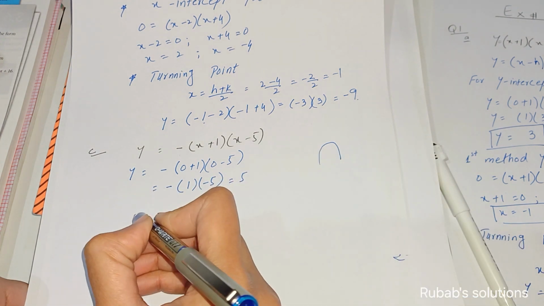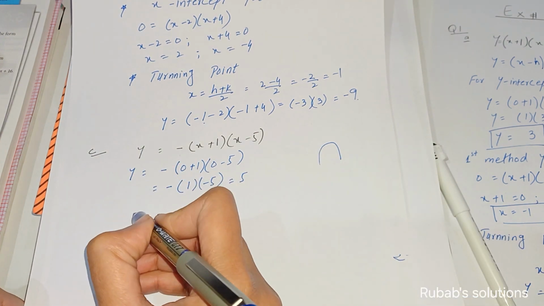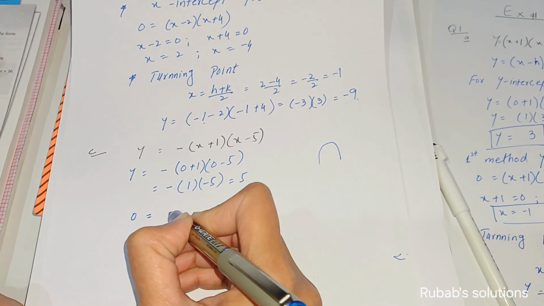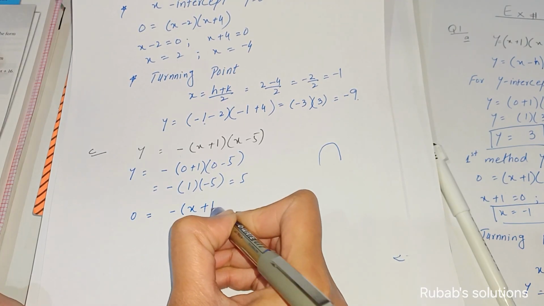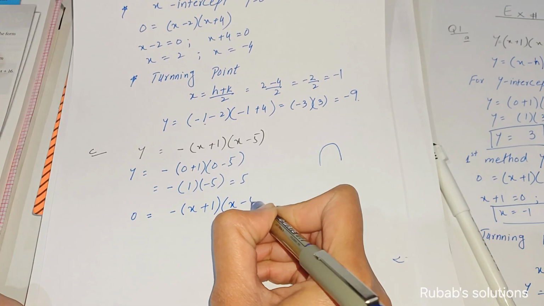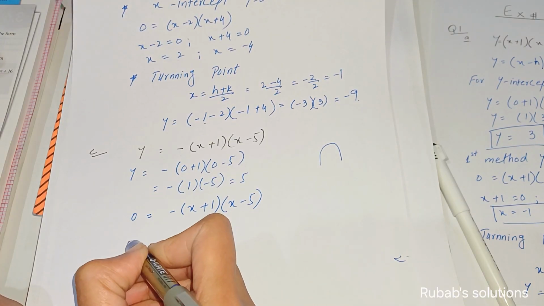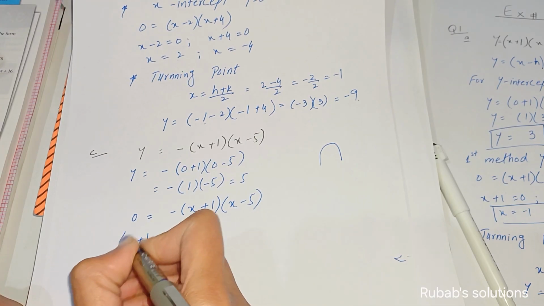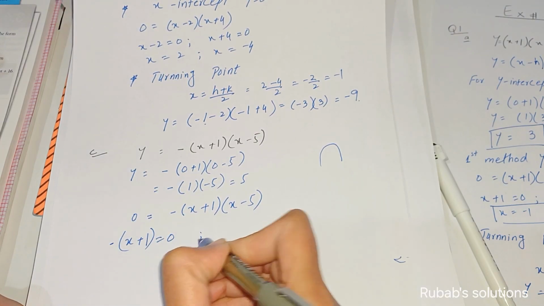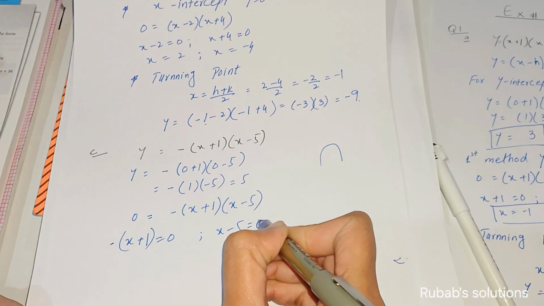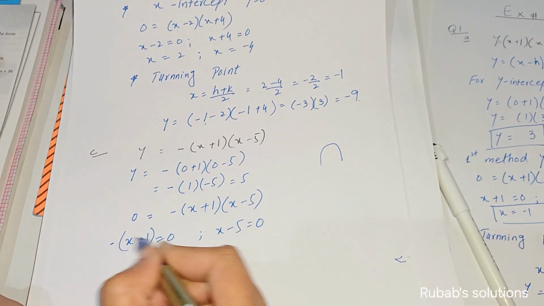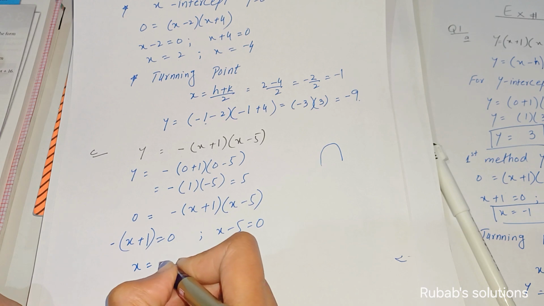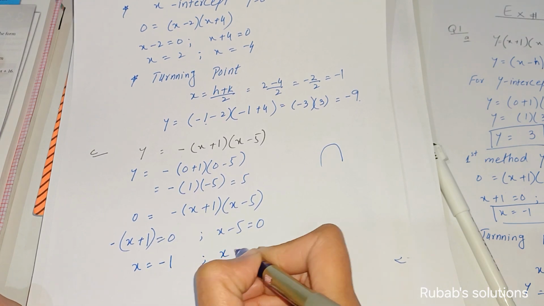So this is the y-intercept. For x-intercept I have to put y as 0. So y is equal to 0. This is equal to minus x plus 1 and x minus 5. So either x plus 1 is equal to 0, minus x plus 1 basically is equal to 0, or x minus 5 is equal to 0. Due to this minus sign, it doesn't affect, because this minus will come over here and it will vanish. So from here it is equal to x is equal to minus 1, and from here it is equal to x is equal to 5.